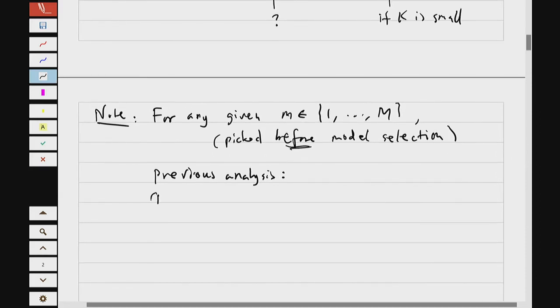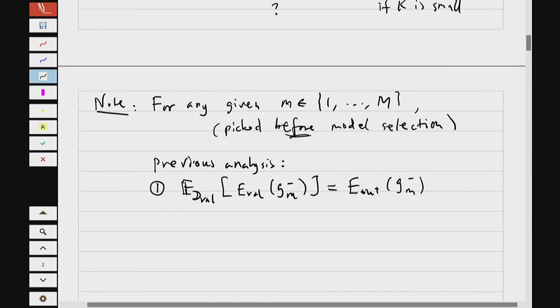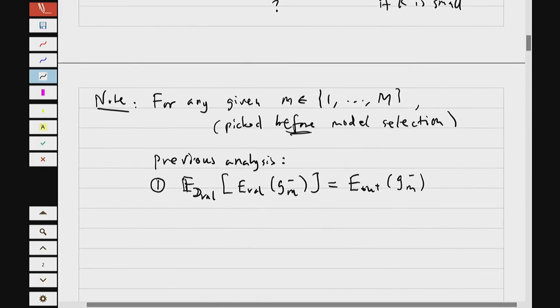just simple validation on a single model, we know that the expected value of this validation error, for g_m minus, is really equal to the test error. It is an unbiased estimate of the test error. It's just validation on one model, which we have already shown last time.